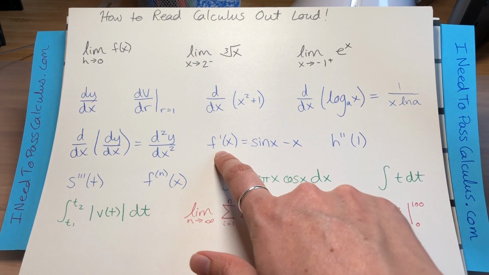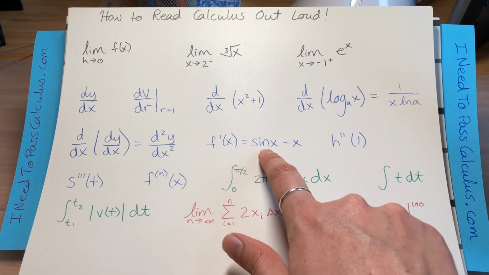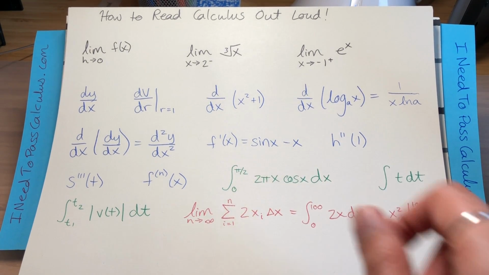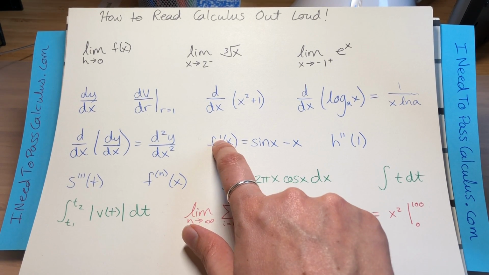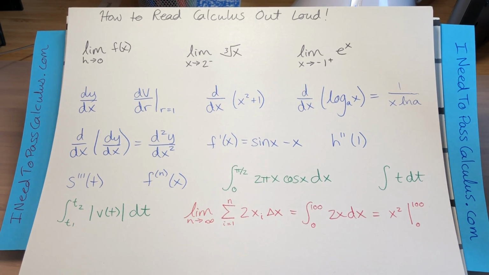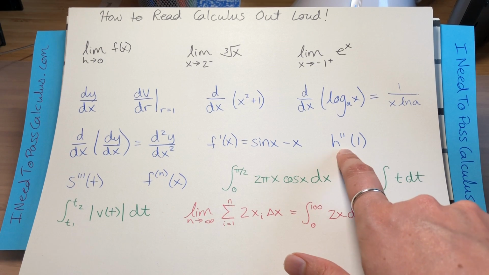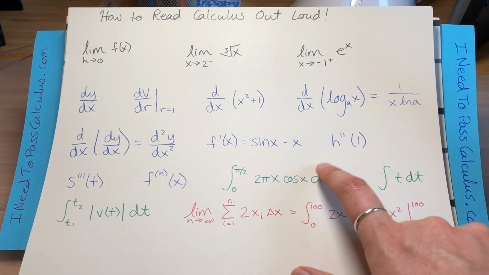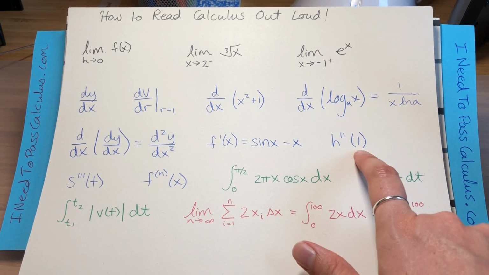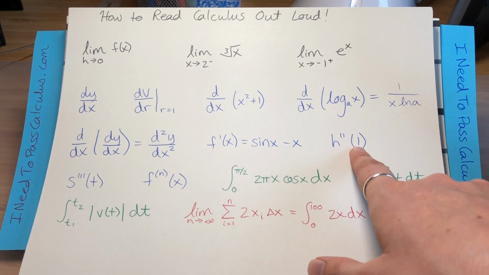This is f prime of x equals sine x minus x. So just another symbol for the derivative, the prime, the apostrophe. This is h double prime of 1. So this is the second derivative evaluated at the number 1.